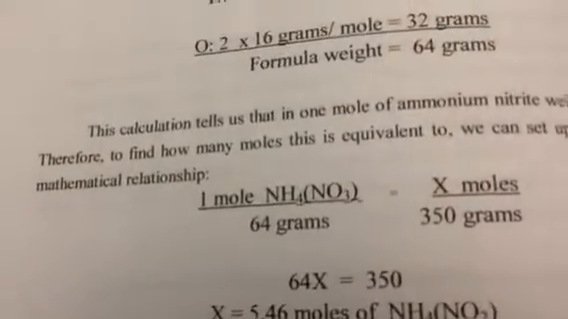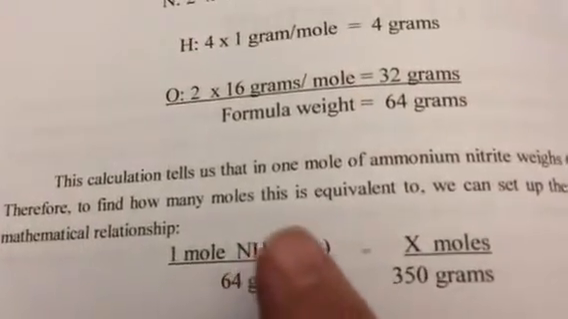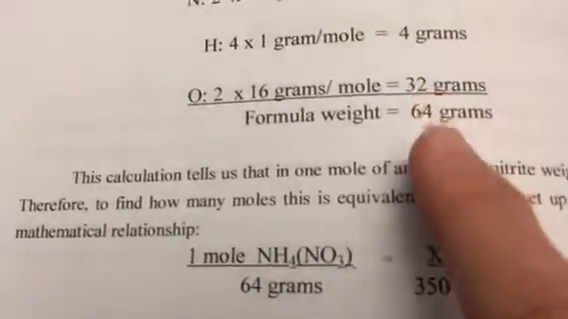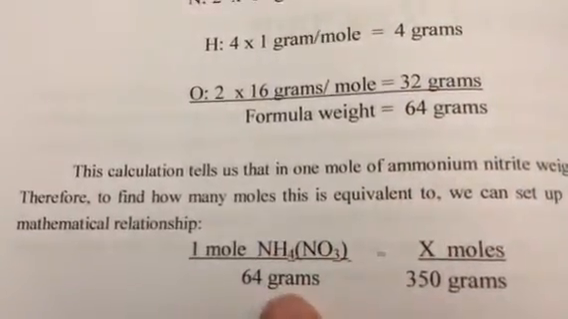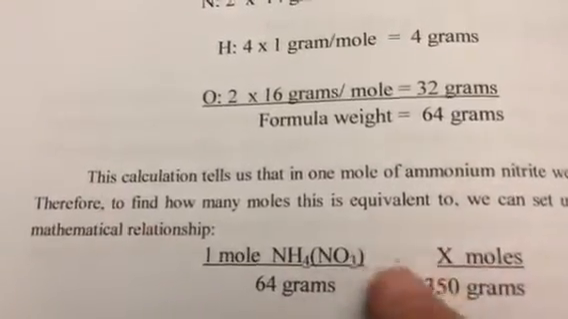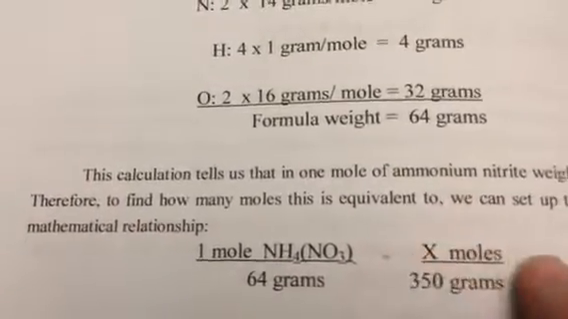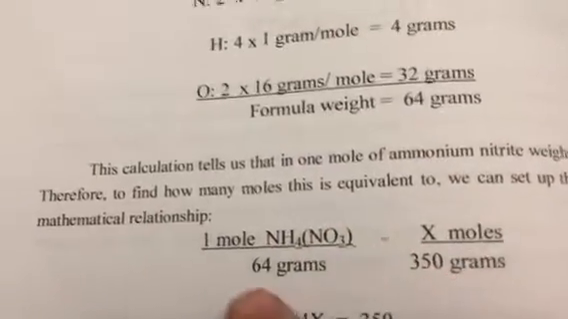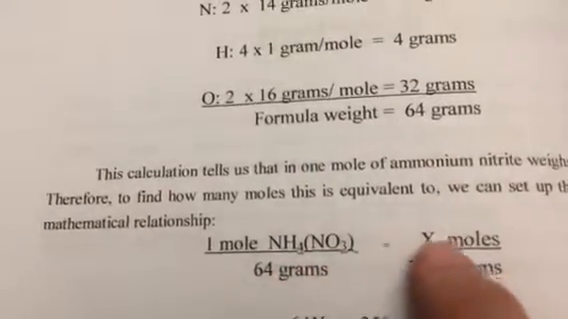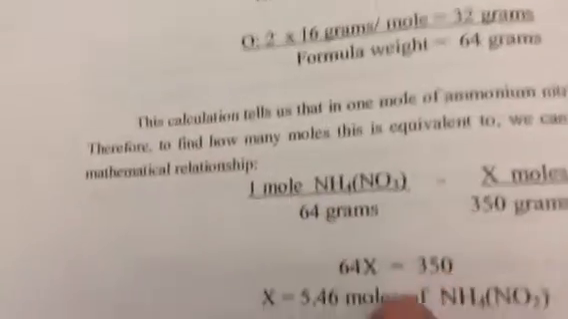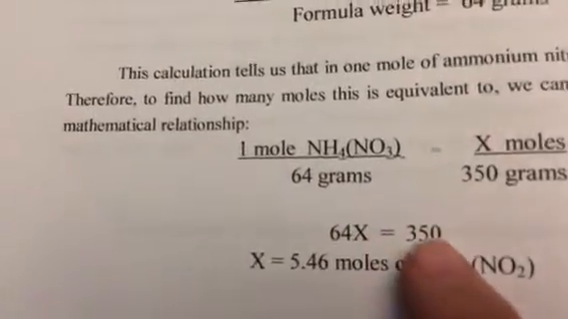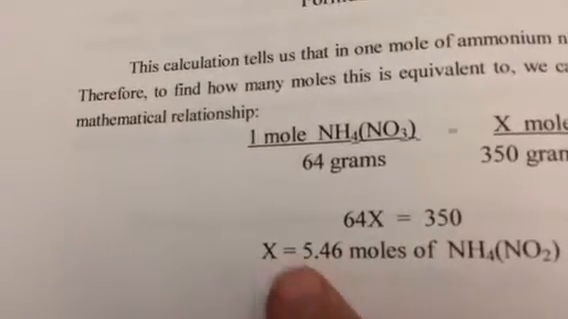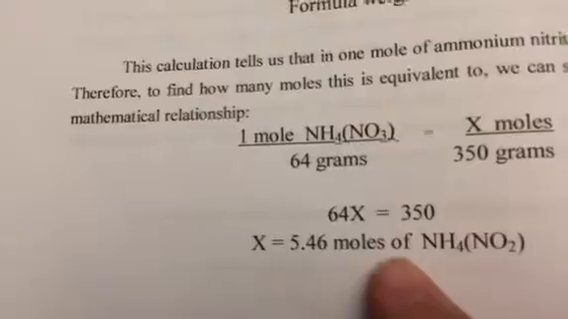Then we need to know how many moles convert into that many grams. So we have 1 mole is 64 grams, equals, we don't know how many moles in 350 grams. So we cross multiply here. 64x equals 1 times 350, so 64x equals 350. We divide 350 by 64, and that gives us 5.46 moles.